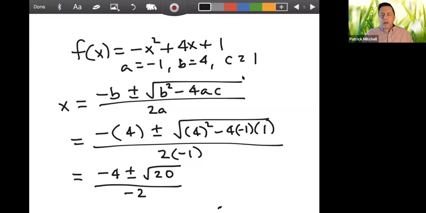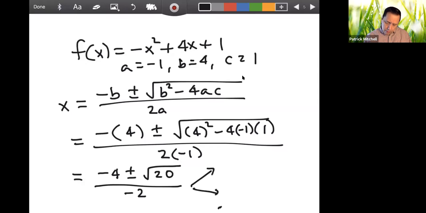So depending on what kind of problem you're doing, you might want to find the exact values of those two numbers. In this case, we're just trying to draw a graph, so really approximate numbers will be better. So you can just put these into the calculator.